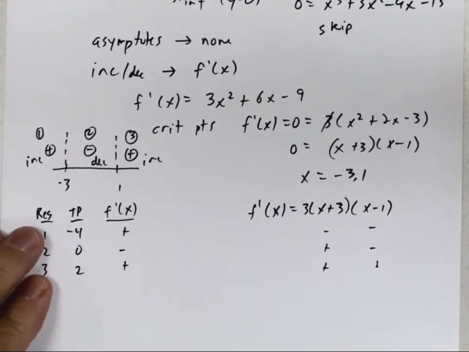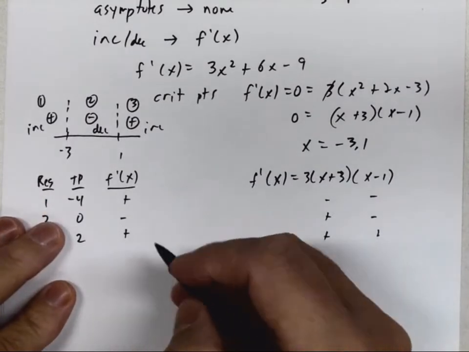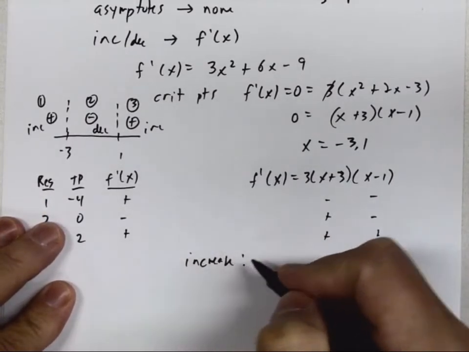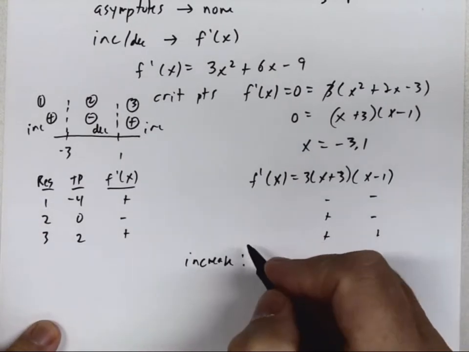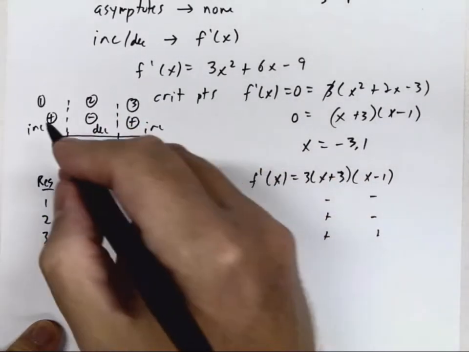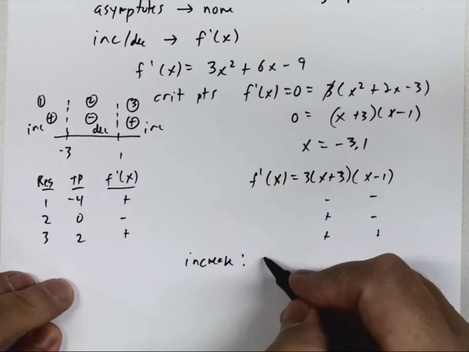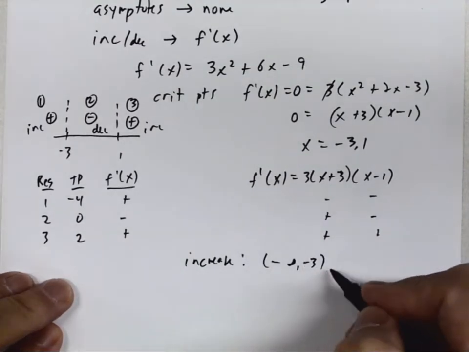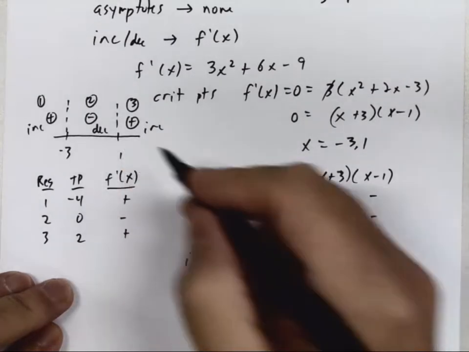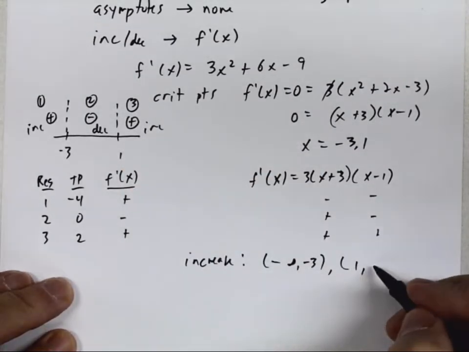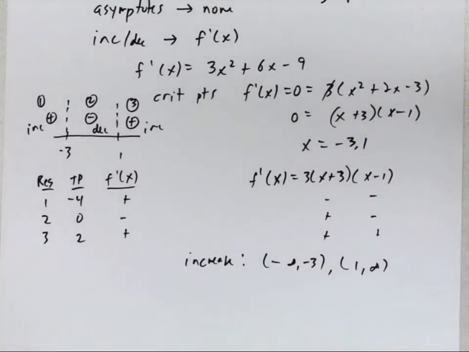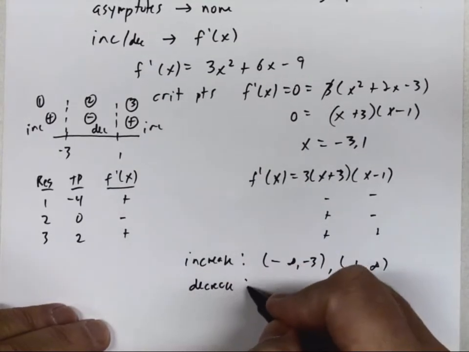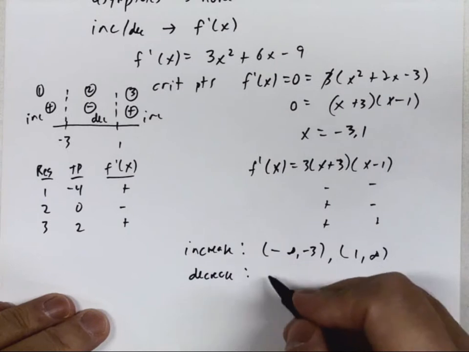So now I can figure out the intervals of increase or decrease. Increase is where the first derivative is positive. Looks like intervals 1 and 3. So -infinity to -3, and then 1 to infinity. Decrease is region 2.